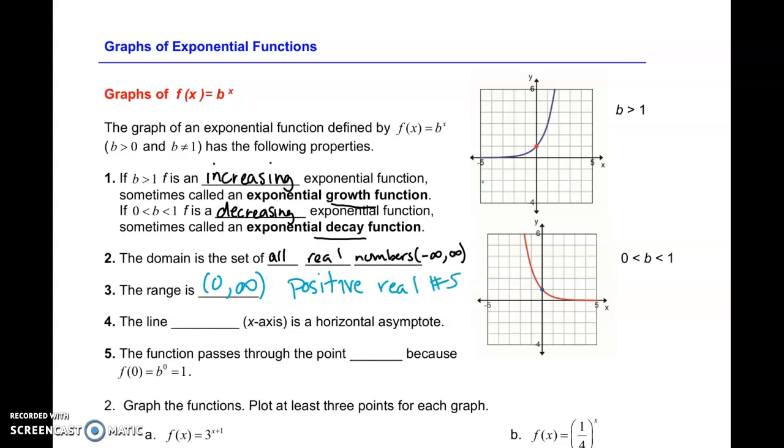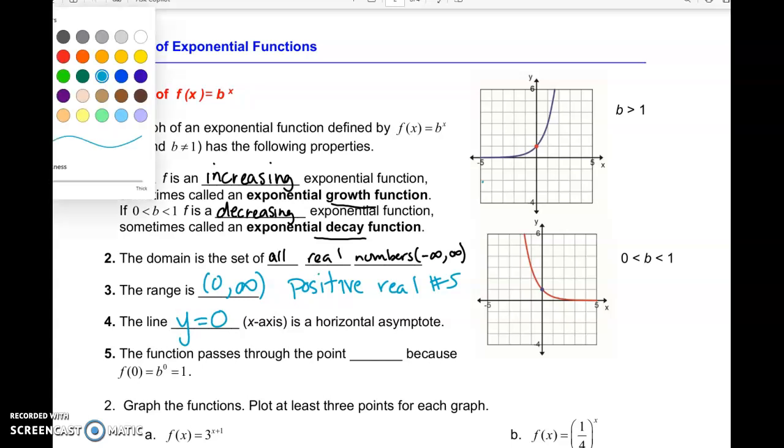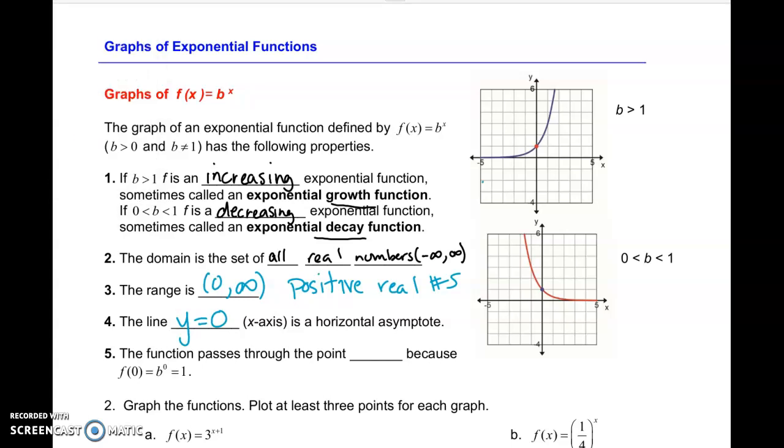The line, which is the x-axis, is called a horizontal asymptote. The line y equals 0 is a horizontal asymptote for an exponential function. And you're going to notice that both of these functions pass through the point (0, 1). The reason why is because whenever you put in 0 as the exponent, any base raised to the 0 power is 1. So it's always going to pass through the point (0, 1).